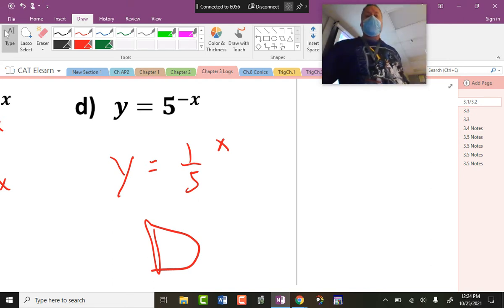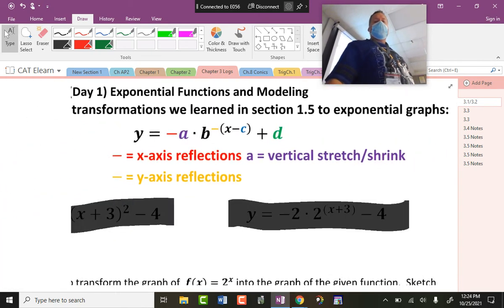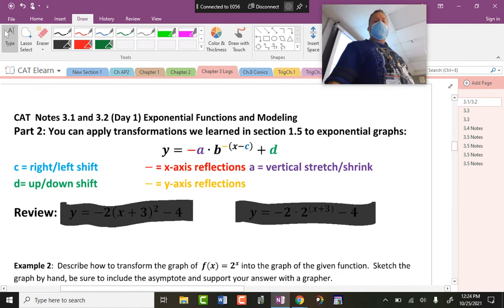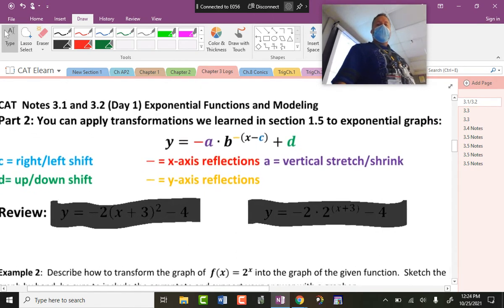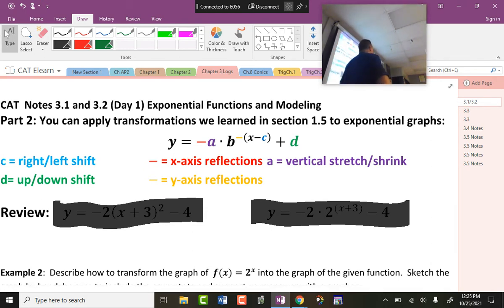If you can think about both of these graphs compared to the 5 to the x graph. But anyway, I don't want to overload your brains giving you too much information. Negative on the inside of the function means y-axis reflection. And then you better get this right. Minus c plus d. C on the inside is right-left shift.